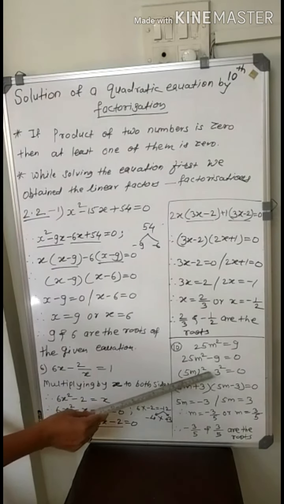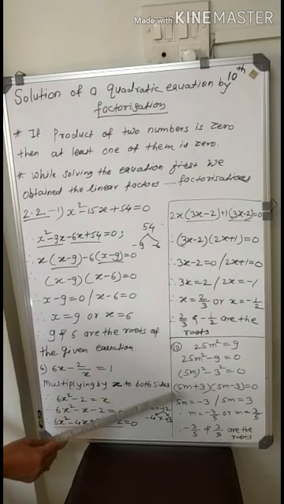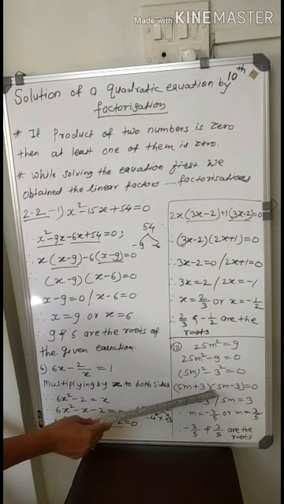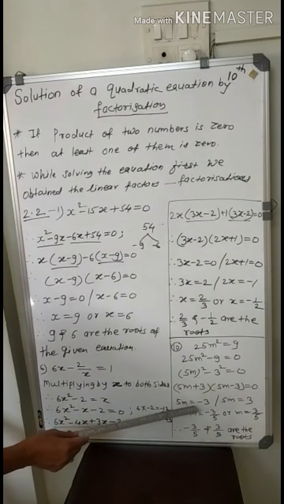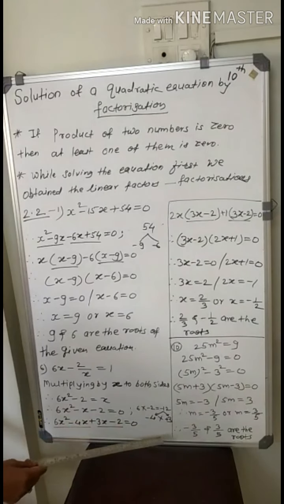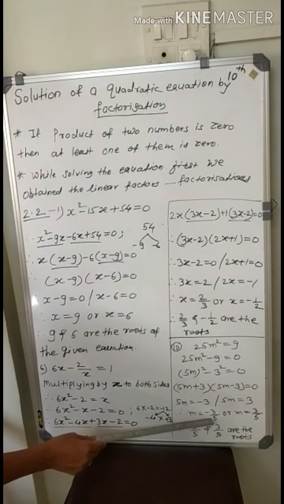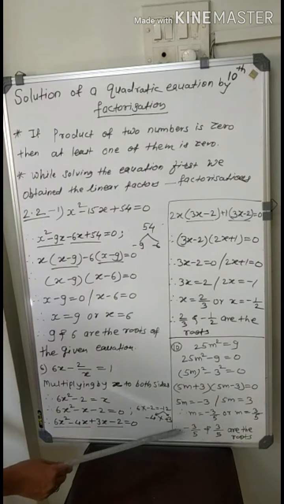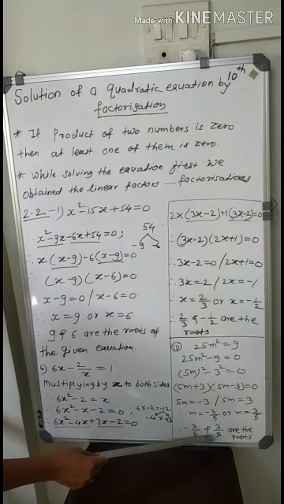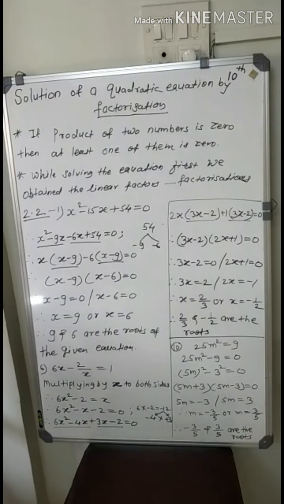A square minus b square, the factors are a plus b and a minus b. So 5m plus 3 into 5m minus 3 equal to 0. Means 5m equal to minus 3 or 5m equal to 3. That is m equal to minus 3 upon 5 or m equal to 3 upon 5. Therefore minus 3 upon 5 and 3 upon 5 are the roots of given quadratic equation.